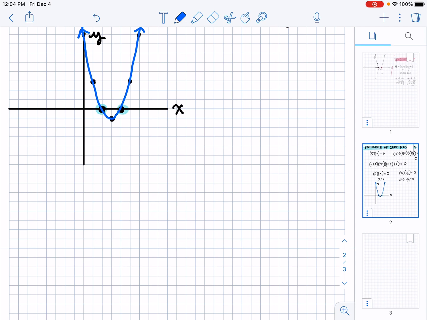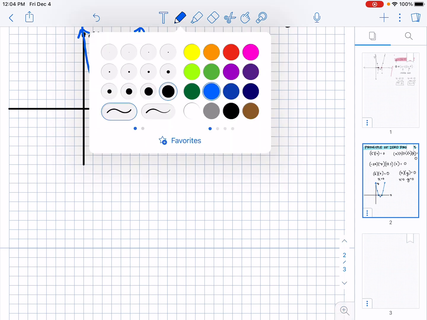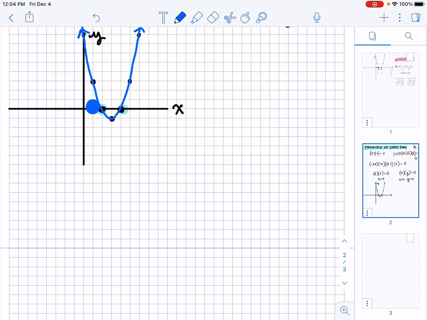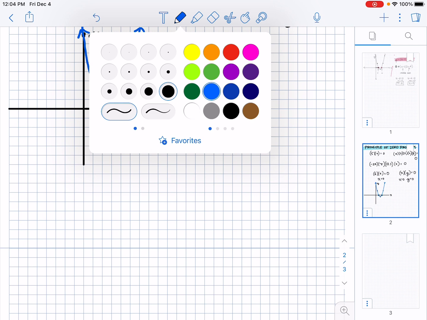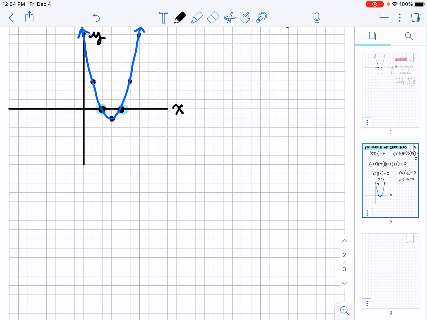Well, if we were to think about this, that occurs at x's. Oh dear. At x is 2 and at x is 4. So at 2 and 4, it crosses our x-axis.